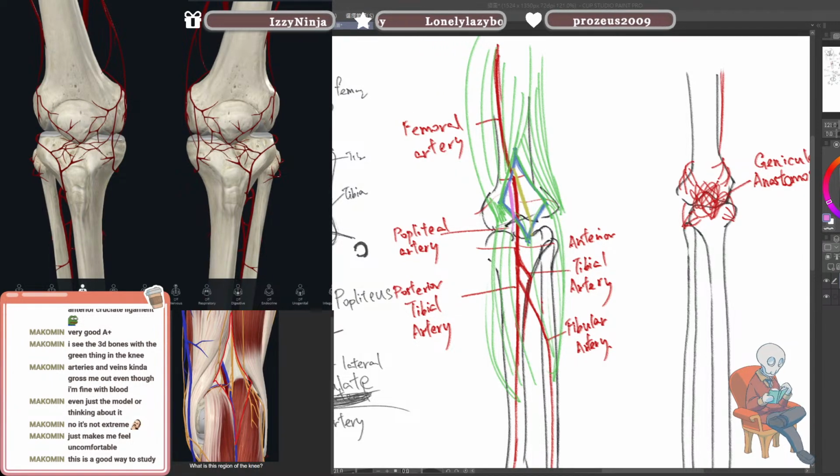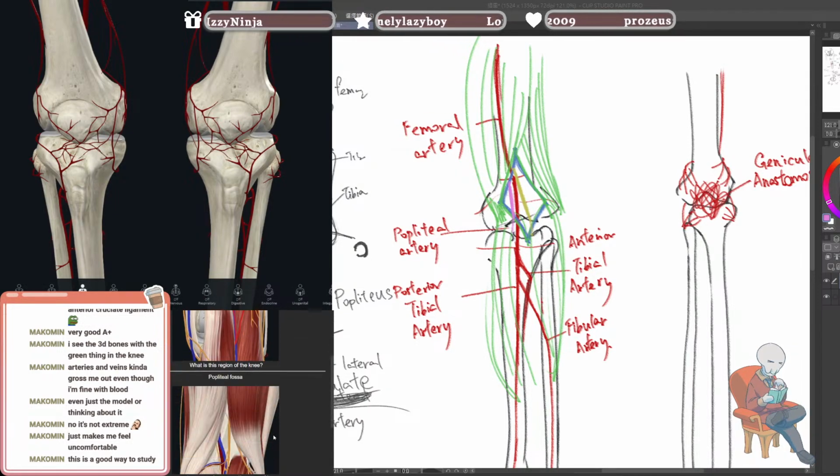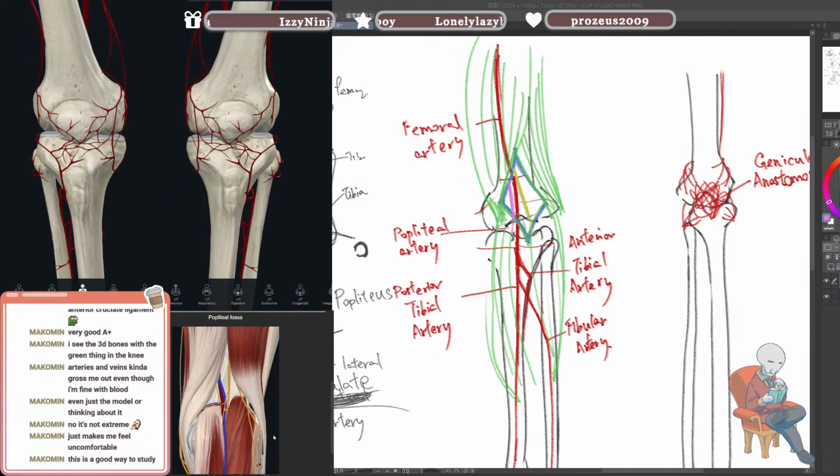You can also see it in the diagram as well. The yellow ones are the nerves, blue is vein, and red is artery. But what is the name of this hole? Popliteal. Popliteal fossa. Fossa. Really?